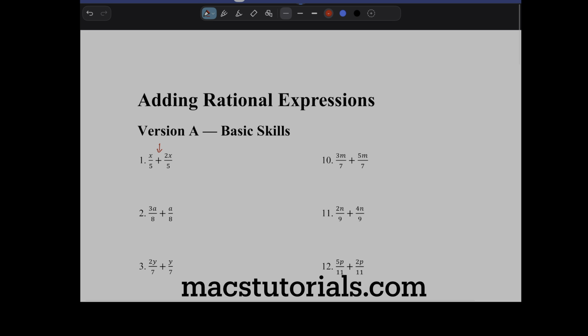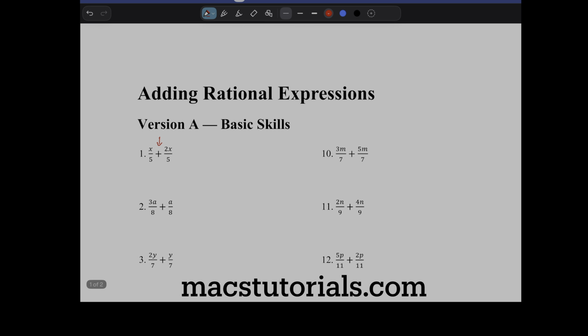On version B and C, those are where we're going to start dealing with the denominators that are not common. So this isn't just do one worksheet, you feel good, go on. This one you should do A, B, and C on this, okay?